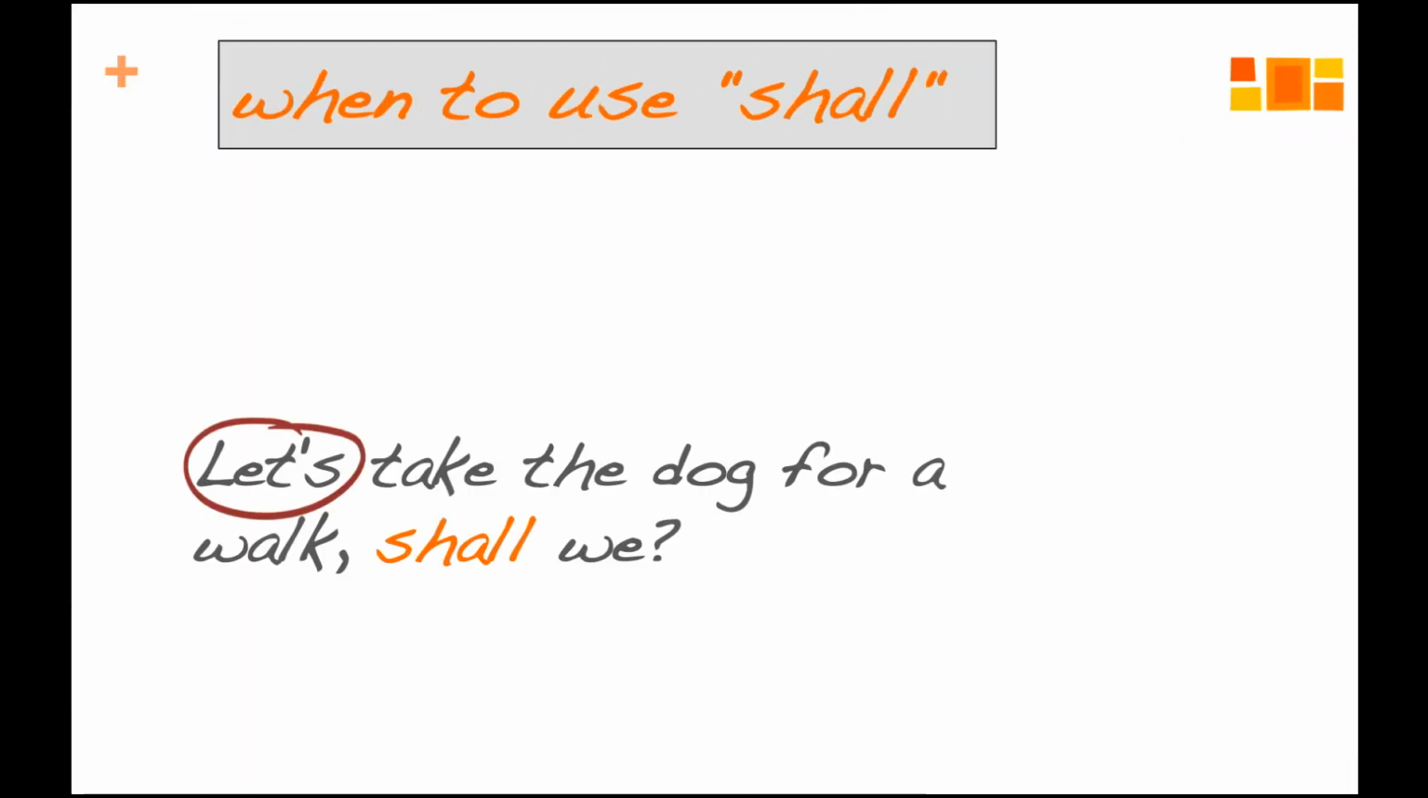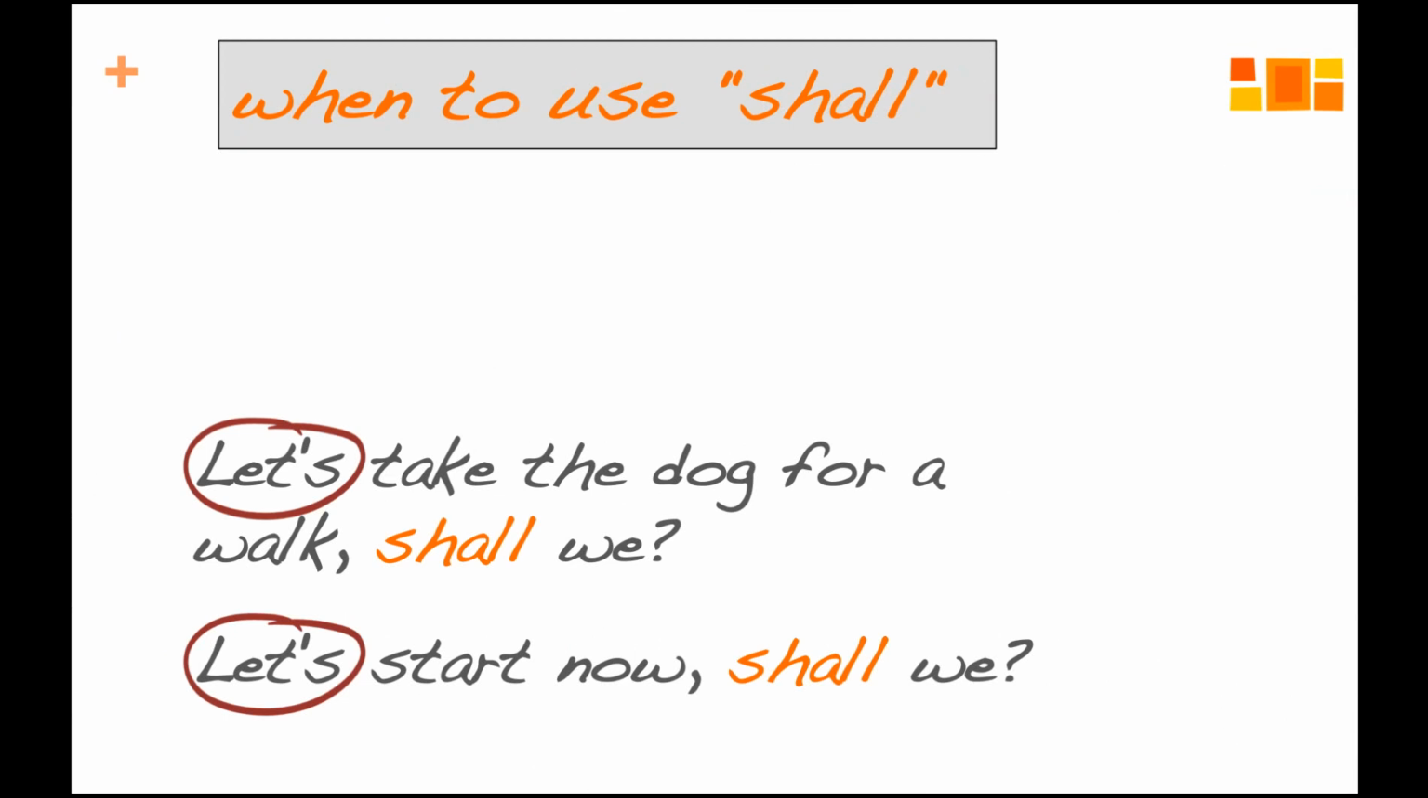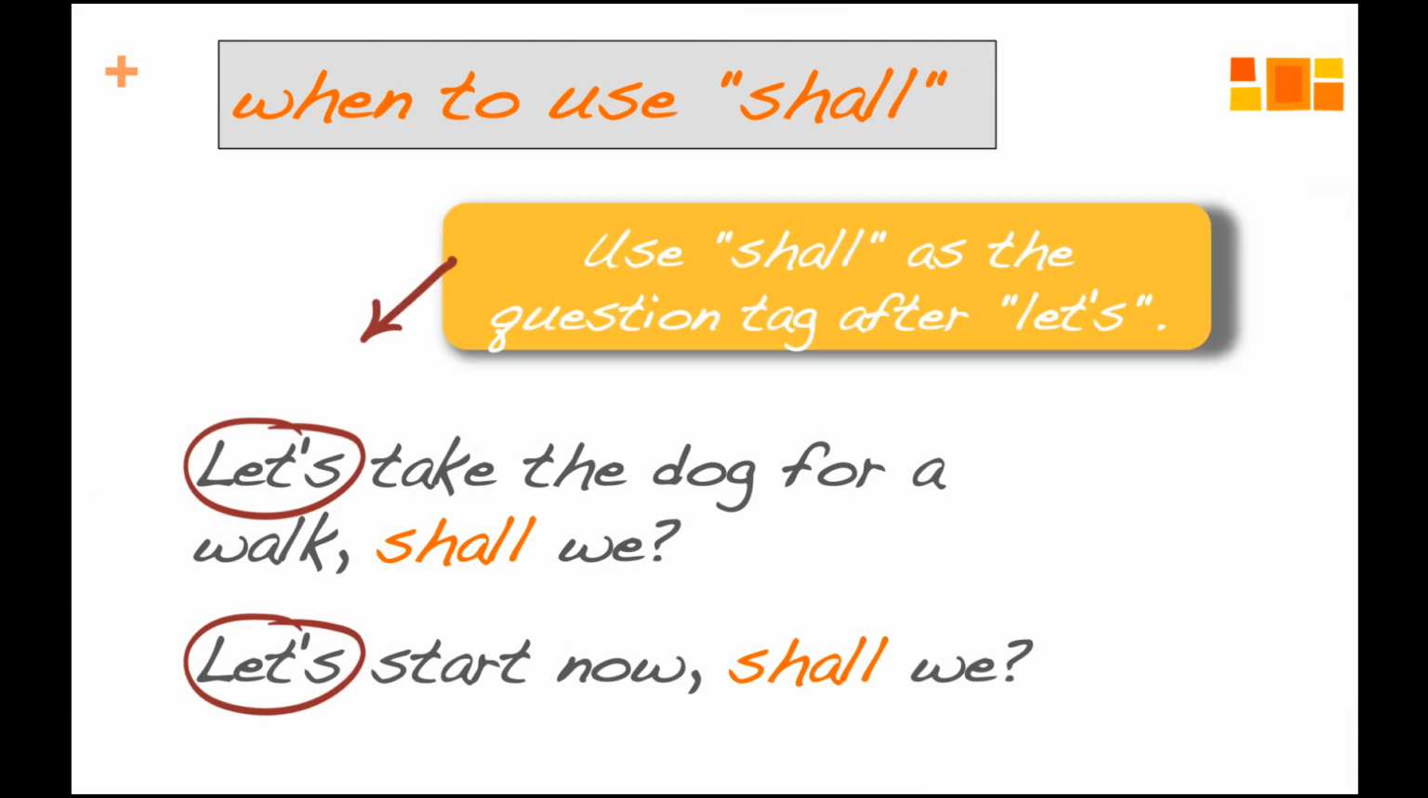And then we have one more. Let's take the dog for a walk, shall we? Let's start now, shall we? Use shall as the question tag after let's. Now this shall we, this comma shall we, is a question tag, and you know this. You learn how to use a question tag quite early in your English career. Now this is like a grammatical rule. You have no choice here. You have to use shall.